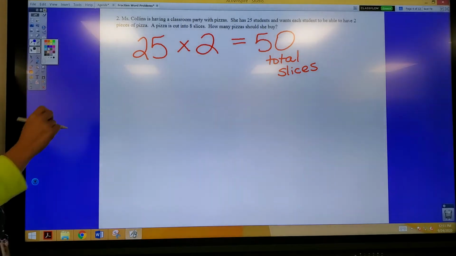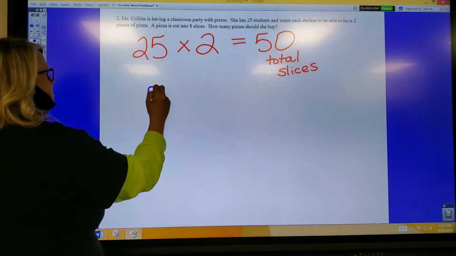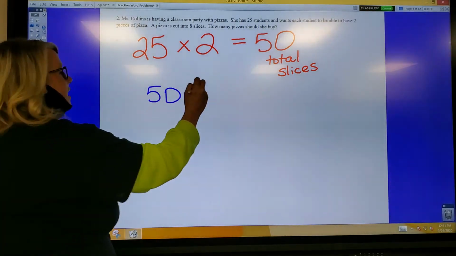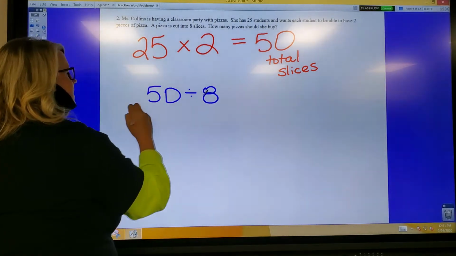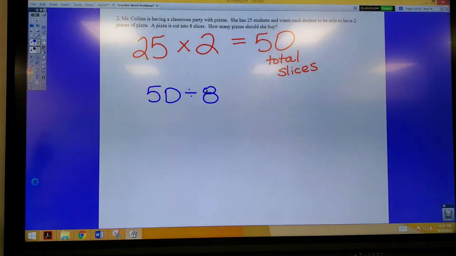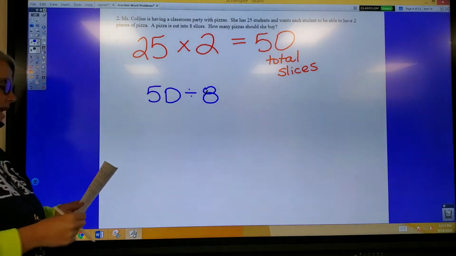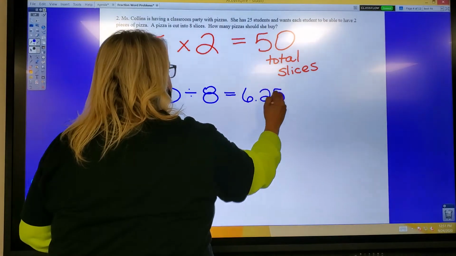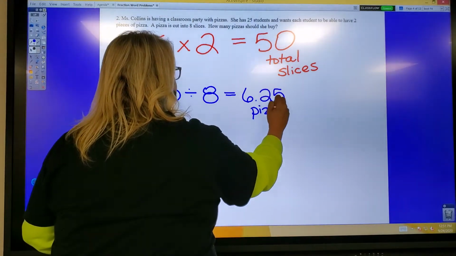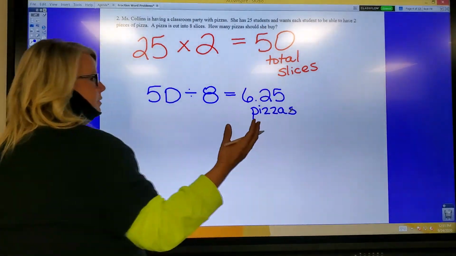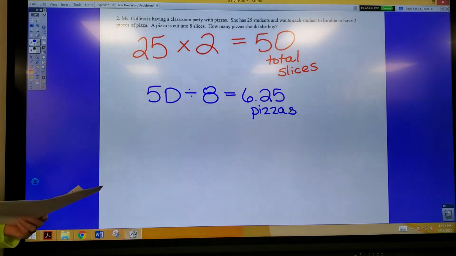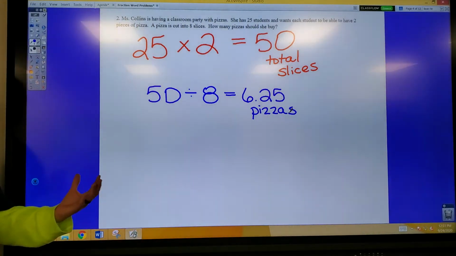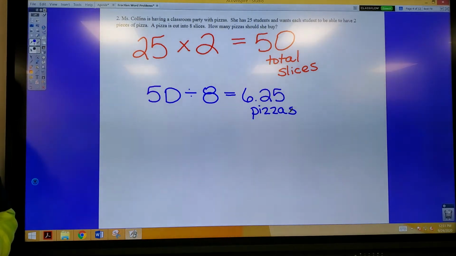But what we did on problem number 1, which was probably an easier way to get to your answer, was we took the total amount of slices and we divided it by how many slices were in one pizza, which was 8. So 50 divided by 8 gives you 6.25. So technically, she needs 6.25 pizzas, but she can't call Papa John's and say she wants 6.25 pizzas. Should she order 6 or should she order 7?